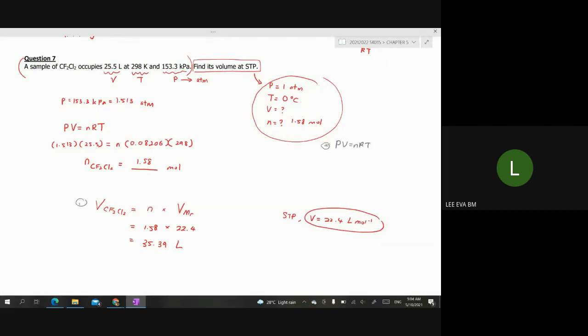Okay, so if you see some questions like this, some information is missing. That means you have to separate both calculation into two parts. Calculate dulu number of mole in the first part, and then calculate for the volume for the second part. Okay, because the condition is different. Condition yang pertama, temperature pressure dia lain. Condition yang kedua berlaku pada STP. So separate kan.